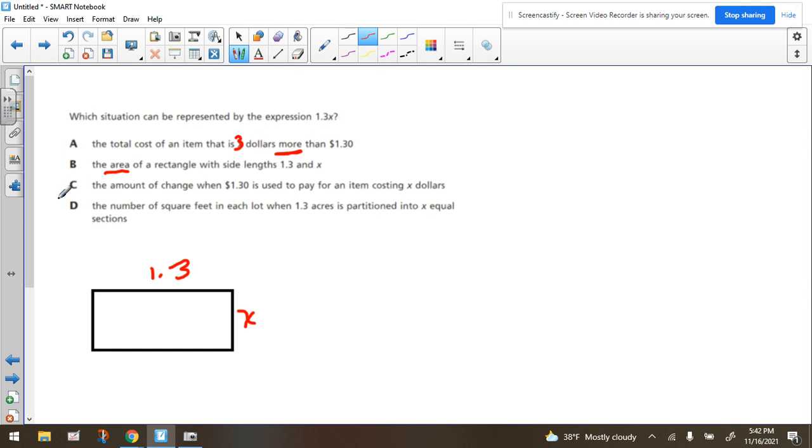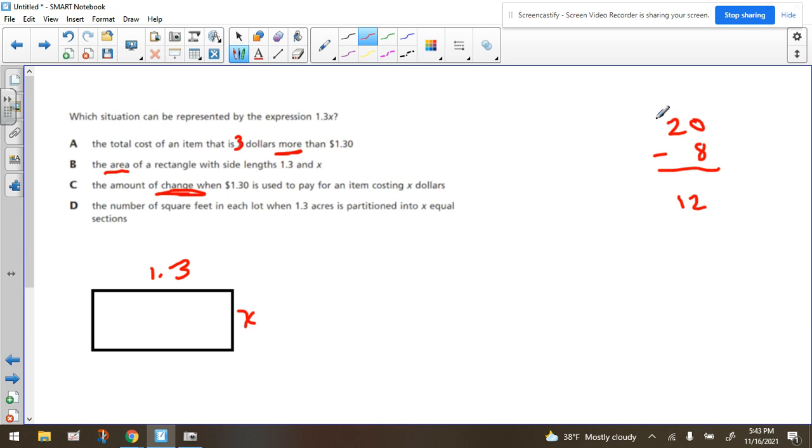All right, let's look at choice C. The amount of change when $1.30 is used to pay for an item costing X dollars. So the amount of change, right? Amount of change. So let's just use a different example that doesn't have anything to do with these numbers. So let's say you give the clerk a $20 bill and the item costs, how about $8, right, for the cost of the item. Then the amount of change that you would get back would be the difference between these two things, right, which would end up being $12.